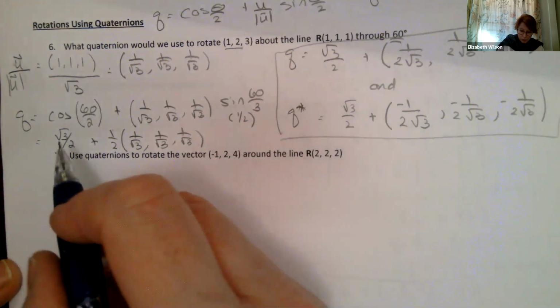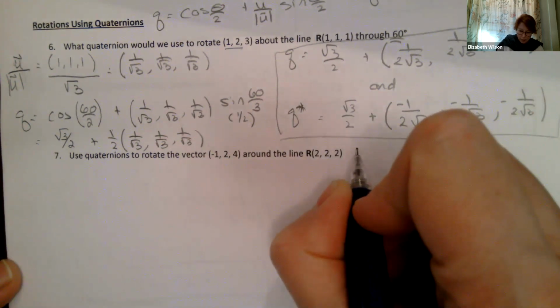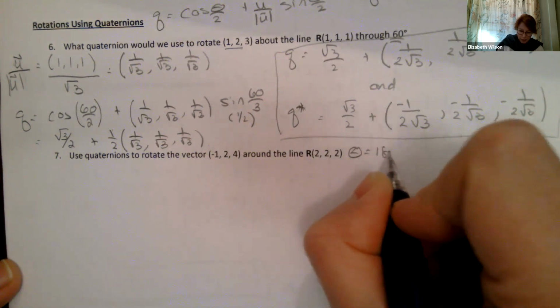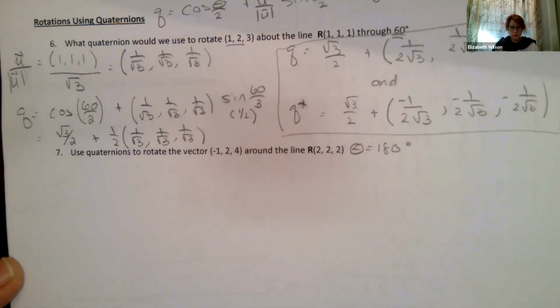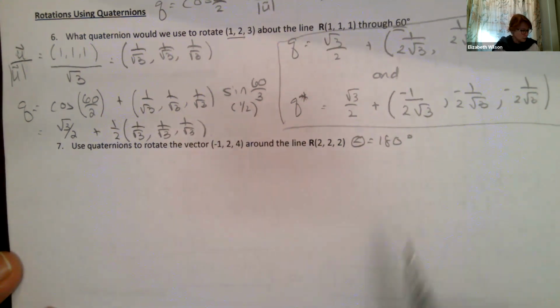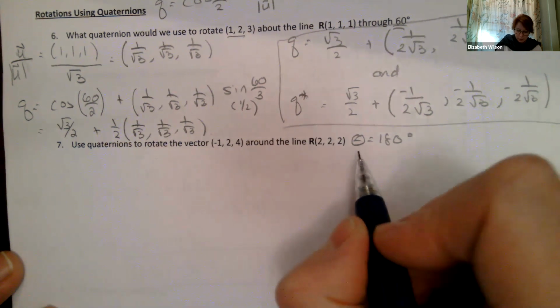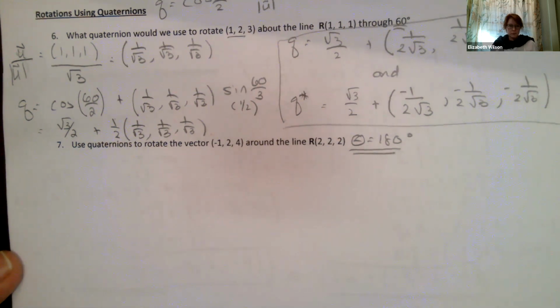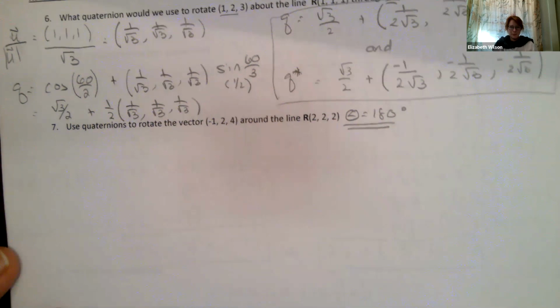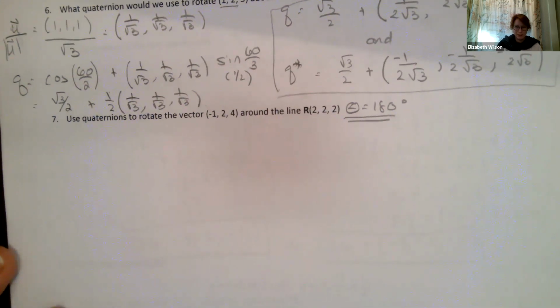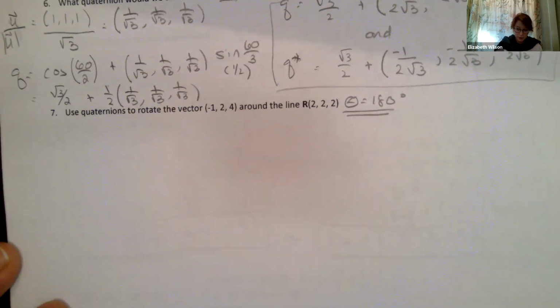Oh, and then question 7 should be that you're rotating it 180 degrees. I forgot to write down the theta on question 7, so it's 180 degrees. Or if you want to pick a different theta and rotate it by a different amount, you can, but I'm going to do 180.